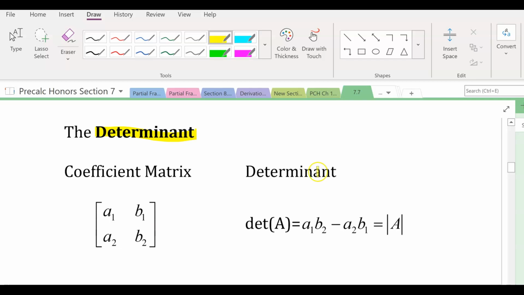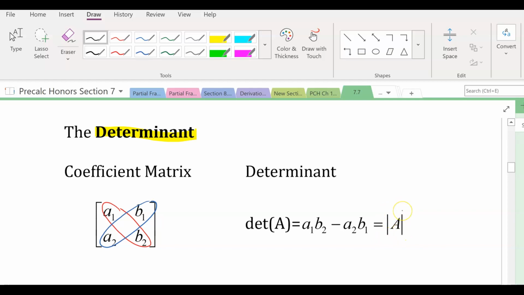And the determinant then, which we talked a little bit about in the previous video, is going to be the product of this diagonal of values minus the product of this diagonal of the matrix. So we've got the determinant of A is A1 times B2 minus A2 times B1.